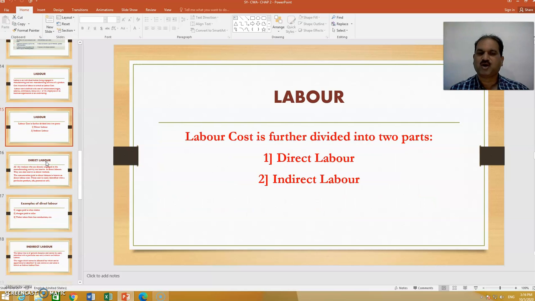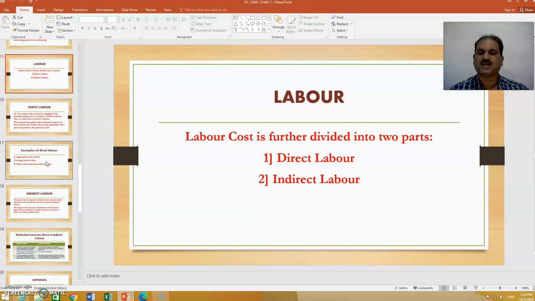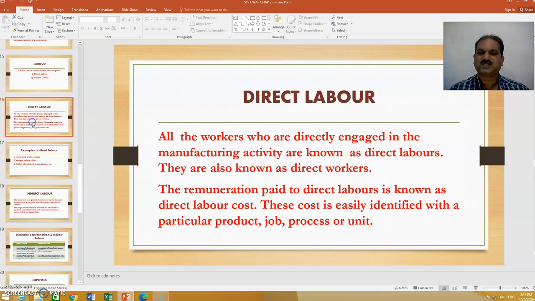Now this labor cost is also further divided into two parts, that is direct labor and indirect labor. What is direct labor? All the workers who are directly engaged in the manufacturing activity are known as direct laborers. They are also known as direct workers. The remuneration paid to direct laborers is known as direct labor cost. This cost is easily identified with a particular product, process or unit.